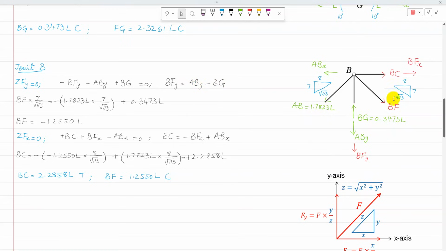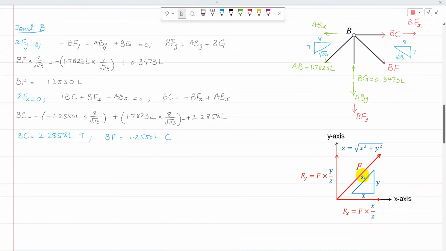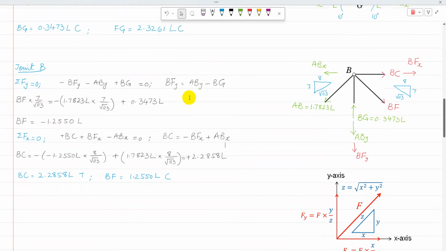And to find the vertical component using the triangles there, it is force times the vertical side of the triangle over the hypotenuse. So then it is 7 over root 113. So BF times 7 over root 113. And AB is 1.7823 by substituting the values there. So BF is minus 1.2550L.